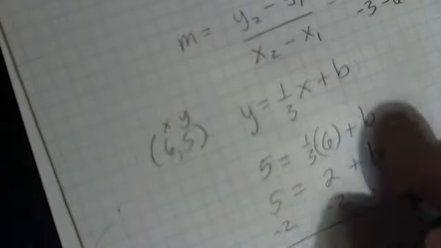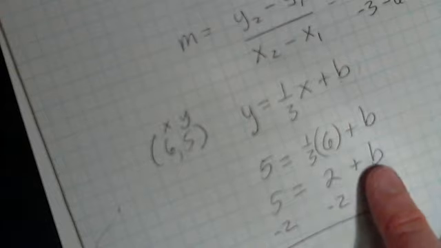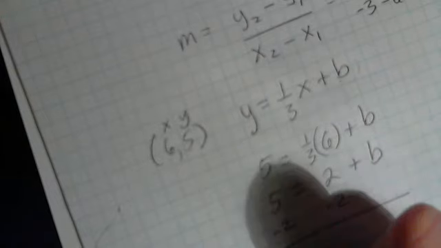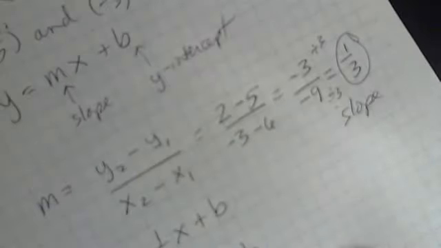Alright, get b alone by subtracting 2 from both sides, or just ask yourself with common sense, 2 plus what makes 5? Well, the what has got to be 3, right? So b is 3. Okay, I found another piece of my equation. I found the y-intercept, the b value. Found the slope over here. I've got the y-intercept here.